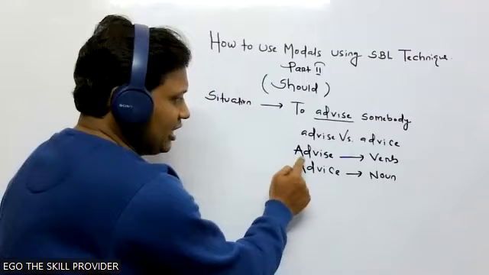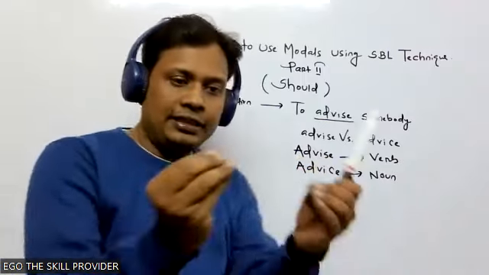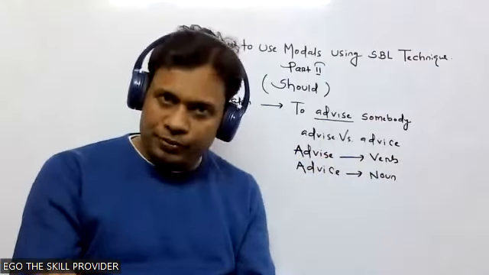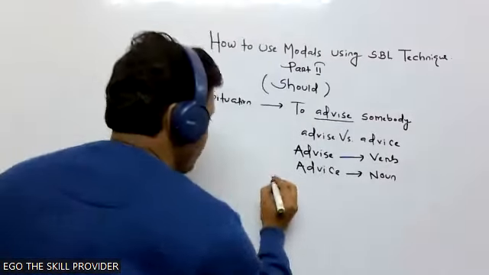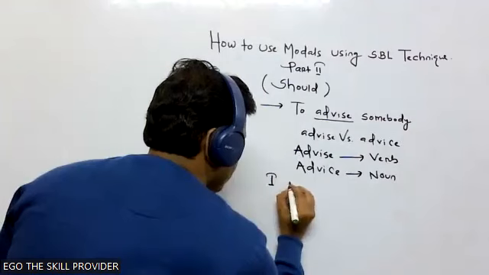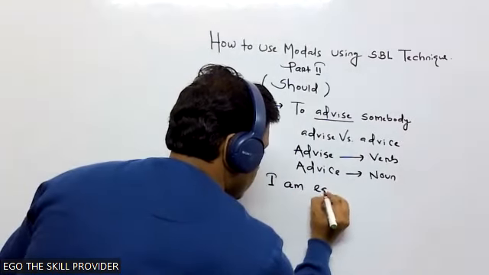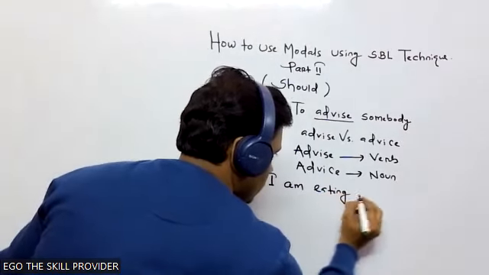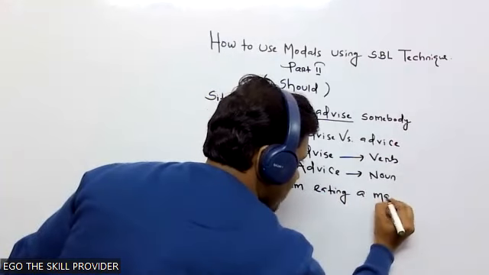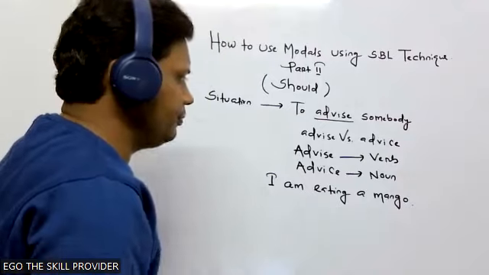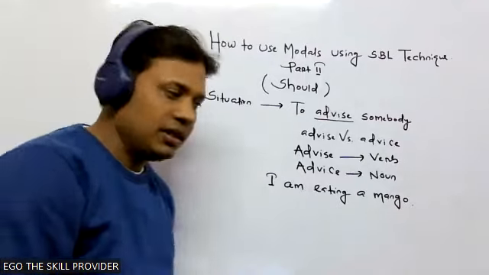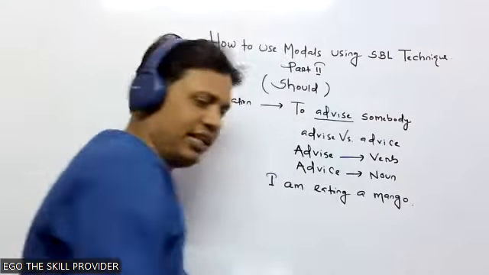Got it? Yes, sir. This is used as a verb. It is a part of speech. In a part of speech, suppose I'm going to write a sentence. Suppose I say, I am eating a mango. Got it? So here, what exactly can you find? This is something called a sentence.